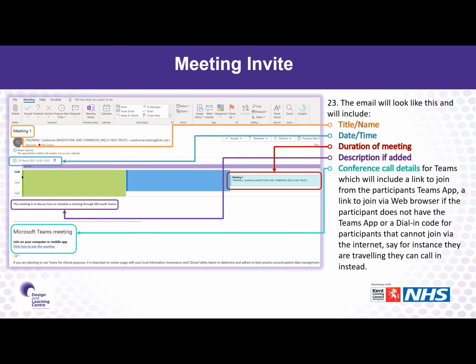Here's an example of what the meeting invitation email will look like. It includes the meeting title, date and time, duration of the meeting, a description if you added one, and the conference call details, which is how they will join the meeting. There is a link to click on to join the meeting via the Teams app or through a web browser. Participants can also join a call via phone using the dial-in option and conference ID. This is useful if they do not have access to the internet, but it will be audio only.